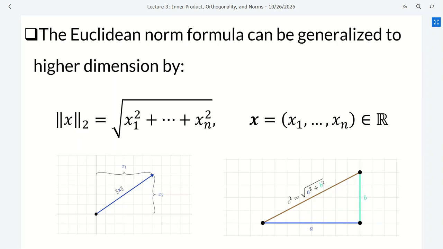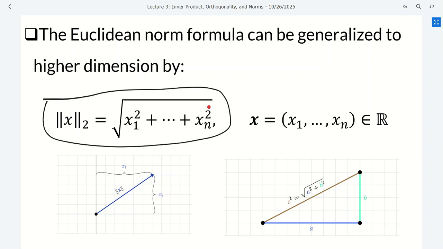So the Euclidean norm can also be generalized to n dimensions, or to a higher dimension. If you look at the first formula generalized to a higher dimension, it's just a matter of squaring the individual components or elements and putting them in the square root. Okay, so this is the generalization of the Euclidean norm.